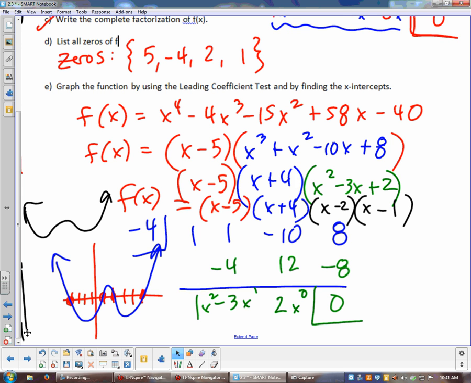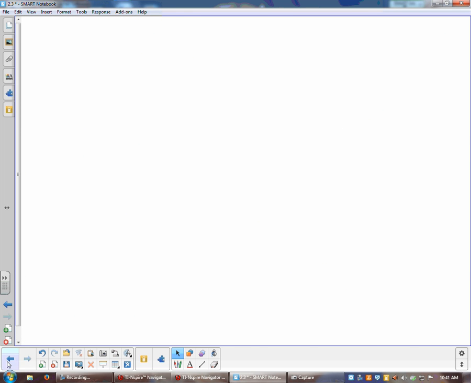All right, Louis. How are they all odd when the degrees are like 4, 3, 2, and 1? The multiplicity just means how many times that zero occurs. So 5 only occurs once, so it's got a multiplicity of 1. Negative 4 only occurs once, so it's got a multiplicity of 1. Does that make sense? Okay, and I think that's it for our notes.